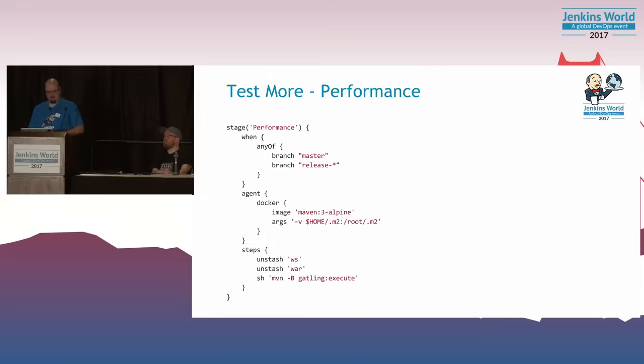The performance tests, these we only want to run if we're either on master or release. And we can use the standard Maven here as well as we used before. Unstash the workspace, unstash the war, and run the Gatling tests. Unfortunately, here I couldn't collect the Gatling reports at the end, but we can pretend, right?